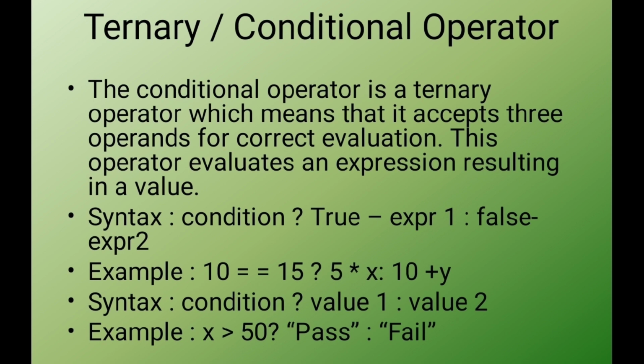Similarly, consider the second example. 17 greater than 5 plus 2, condition 10 or 2. Here the result is 10 since 17 is greater than 5 plus 2. Second one, x greater than 50. In that case, if the value of x is greater than 50, then the result is pass. Otherwise, the result is fail.